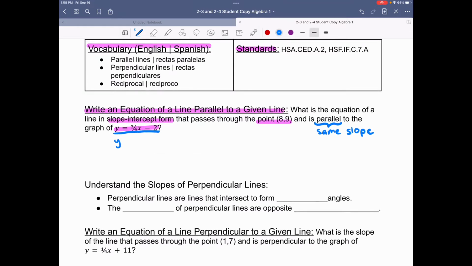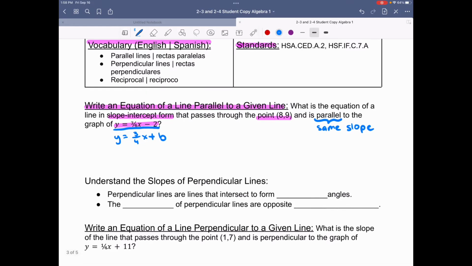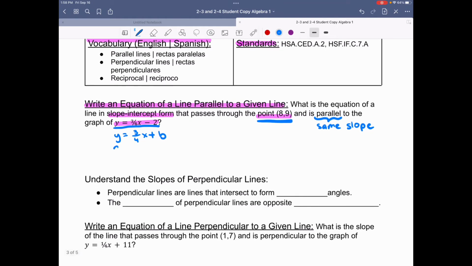So we will take that into our y equals mx plus b and copy down the same slope, which is 3/4, and we will leave the y-intercept b blank. To find the y-intercept, we will need to use the point. So we will plug in 9 for y and 8 for x. And from there, we have to solve it out.